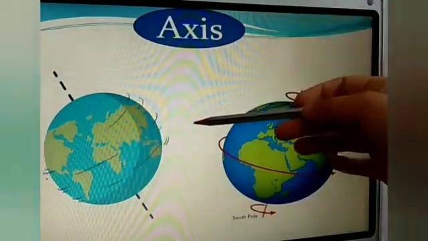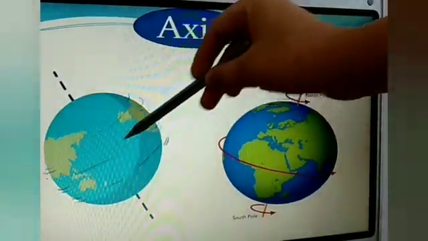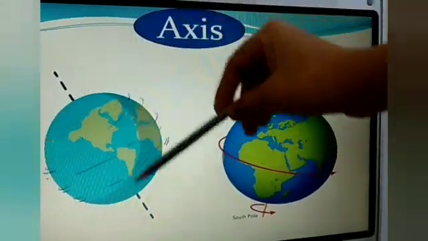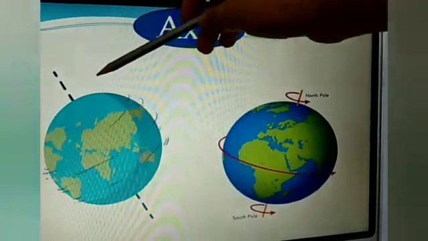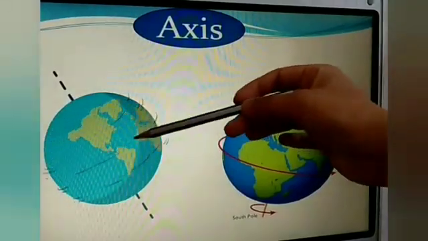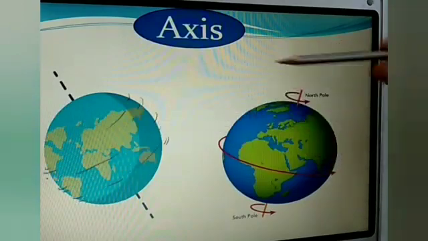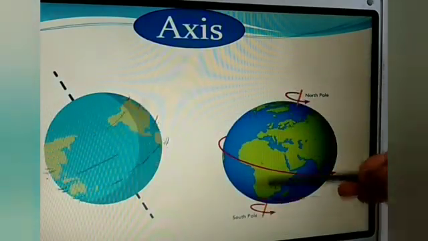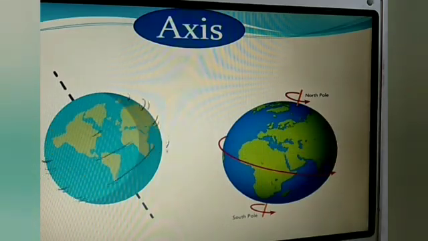Now you see this picture. So we can say axis is an imaginary line which runs through North Pole and South Pole, which is tilted at 23.4 degree. You can see this movement. This is the Earth's movement, how it is rotating. Now you see this another picture. Here is the North Pole, here is the South Pole, and this is the rotation of the Earth.